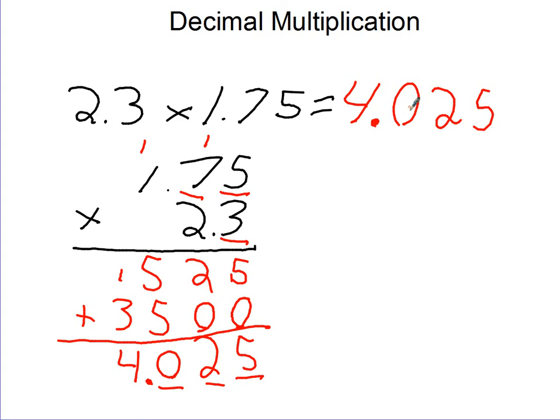Alright, remember, the most important thing about decimal multiplication is where you put the decimal in the end. You count how many numbers are behind the decimal at top. 1, 2, 3, and 1, 2, 3 down here. That's all you need to do. Hope this helps.